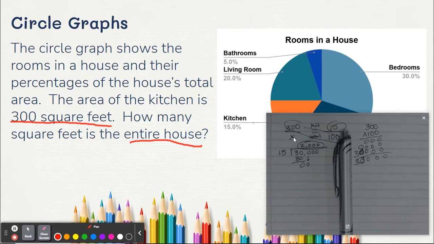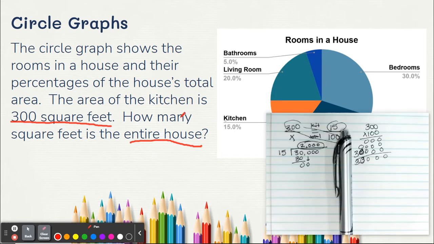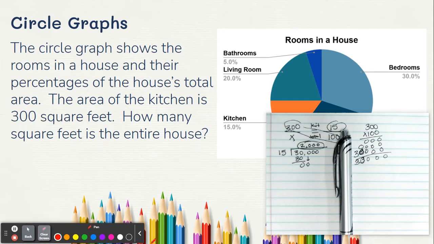So if I want to find the total, that goes on the bottom. And then I found the percentage for the kitchen is 15, and percents are always out of 100. So we do 15 over 100. Multiply 300 times 100, and then divide by 15, and we get 2,000. And because we're finding the total, that should be bigger than 300. So if you're getting a number that's smaller than 300, then we need to see where we're going wrong.